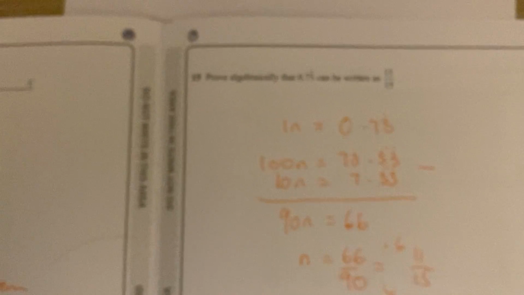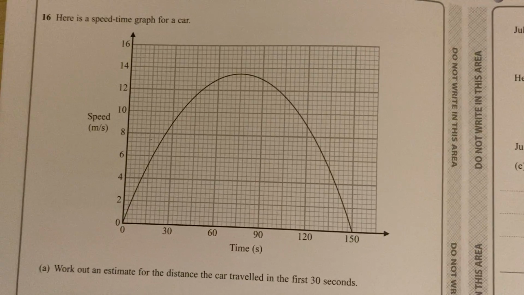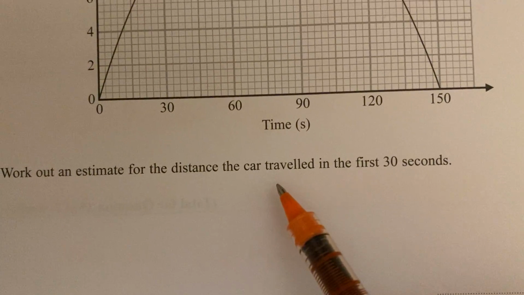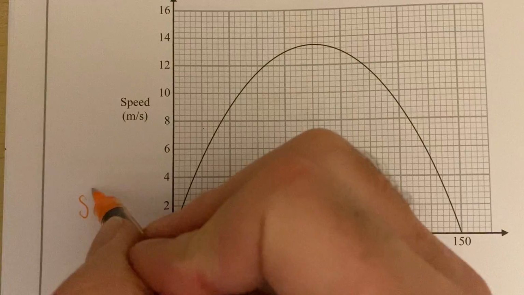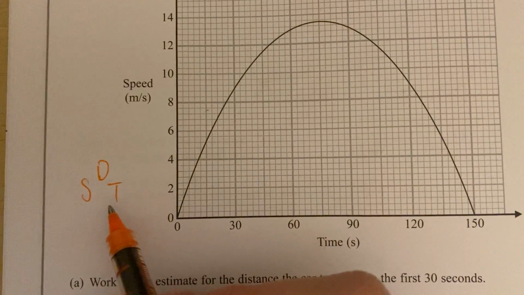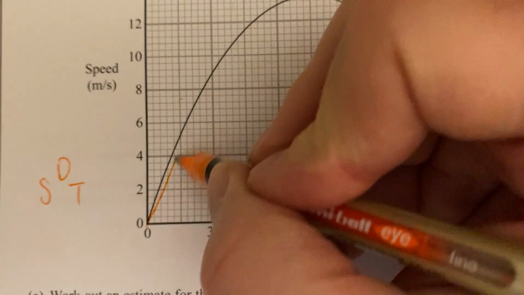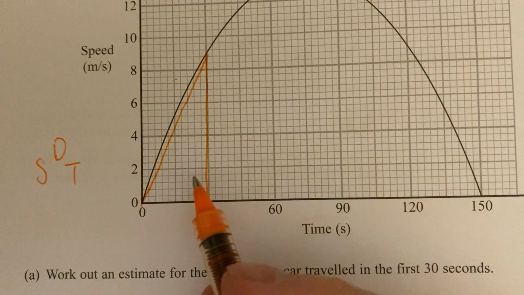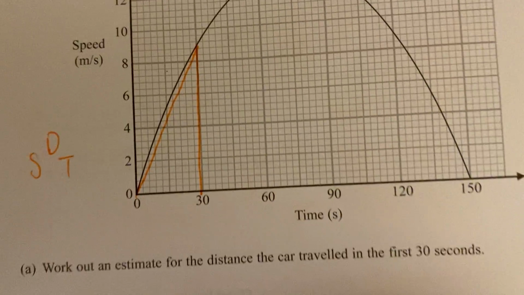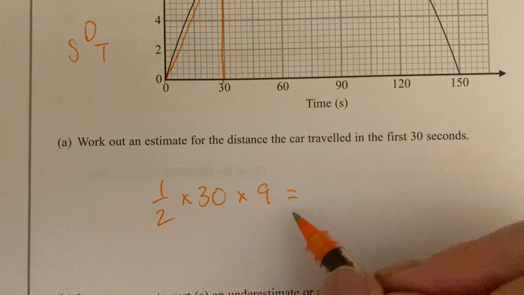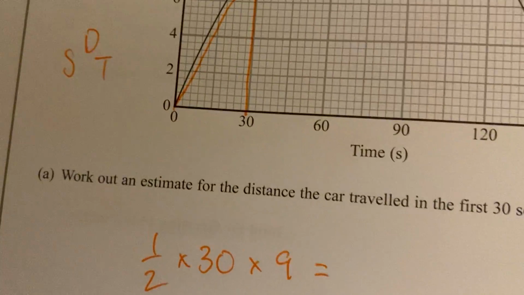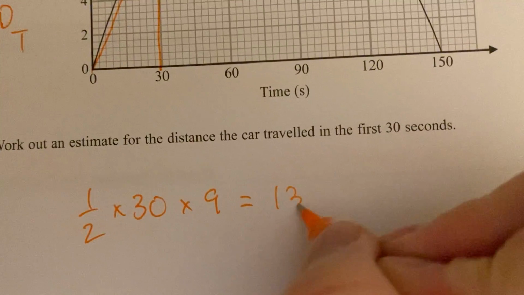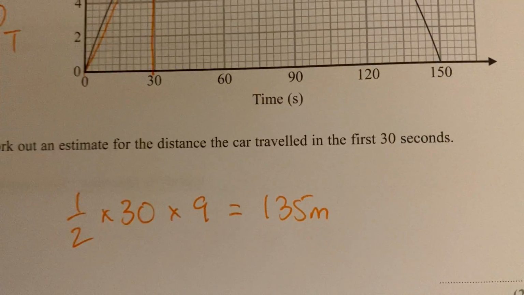Right, let's go over to this question here. It's worth 4 marks. Let's see if I can do this quickly. Estimate the distance a car traveled in the first 30 seconds. So this is a speed time graph, and that reminds us of speed. Distance is speed times time, so it's an area thing. So I'm going to estimate this. If I draw a triangle like that, that's what I'm going to estimate. So that's going to be a half base times height. So that's 15 times 9. If I do 15 times 9, I get 135. Use your calculator, but that's an estimate.